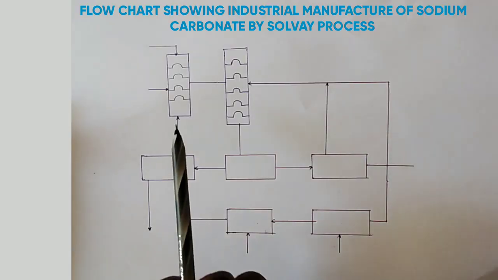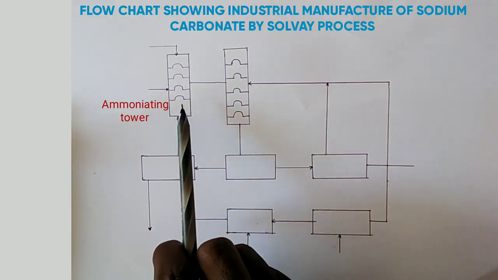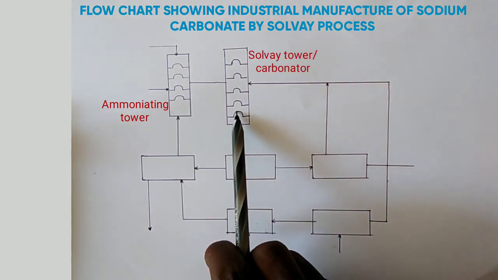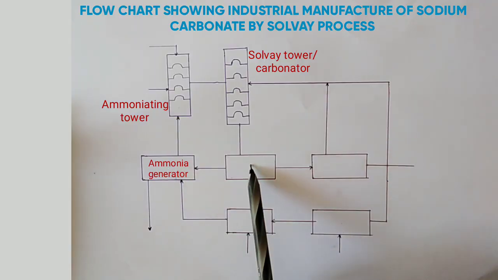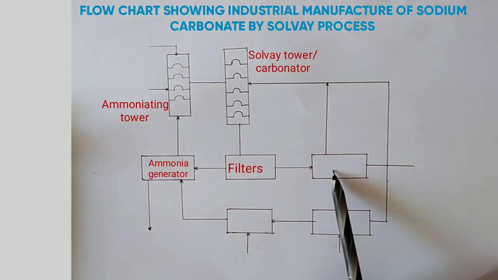So this first part here is called the ammoniating tower. This is called the Solvay tower, the carbonator. This one is called the ammonia generator. This one is called the filters. This is called the roaster. This is called the filter. This is called the slacker.